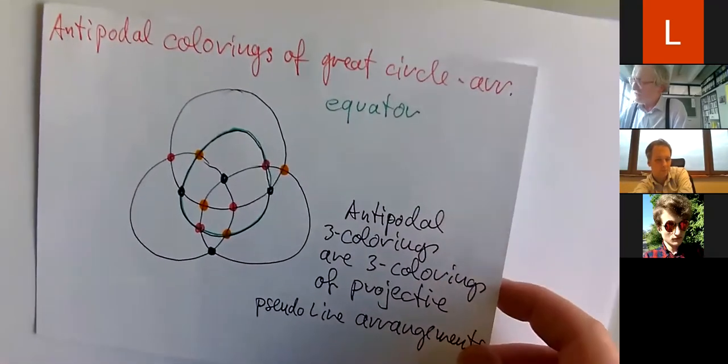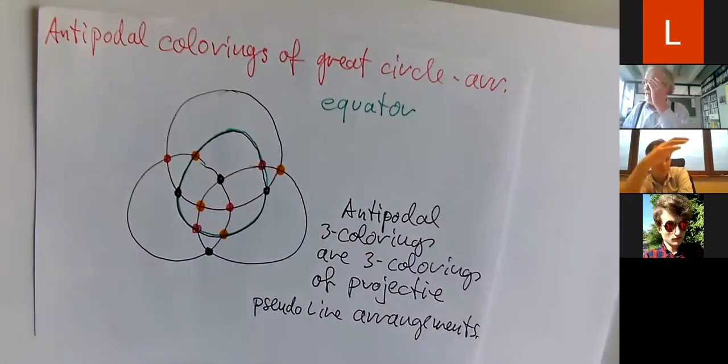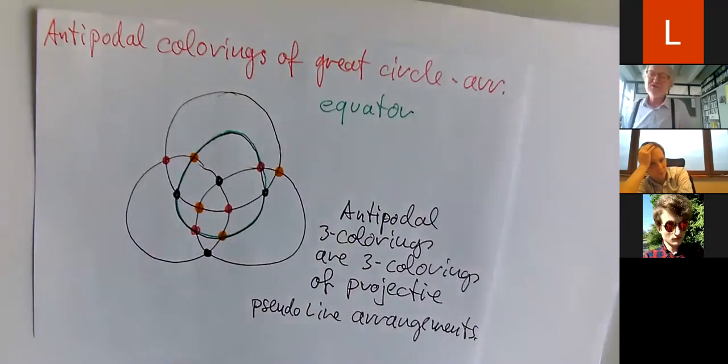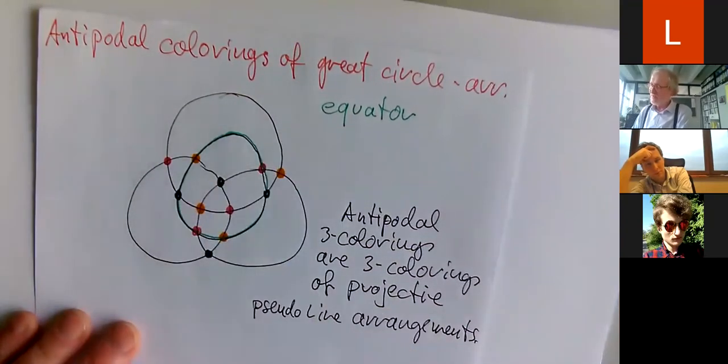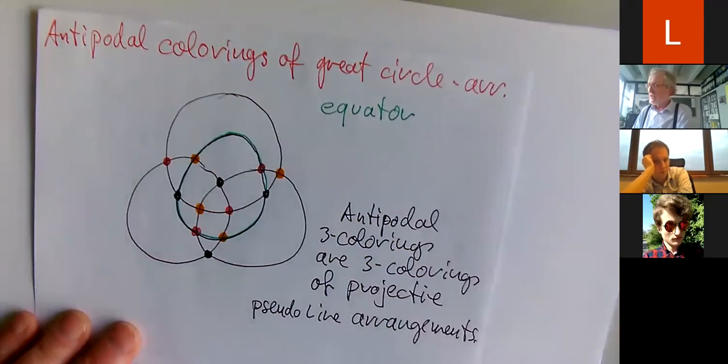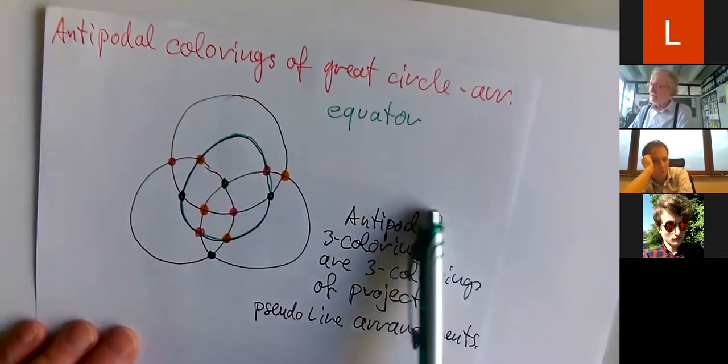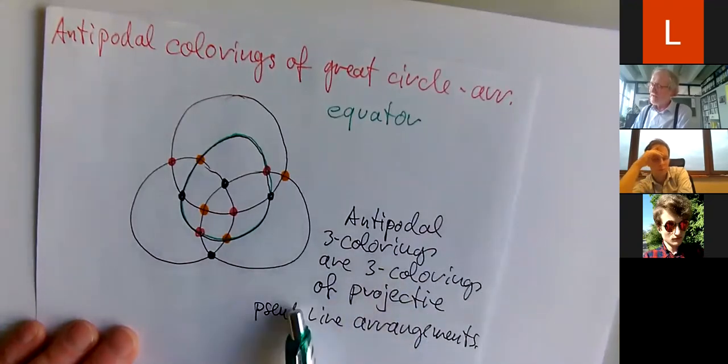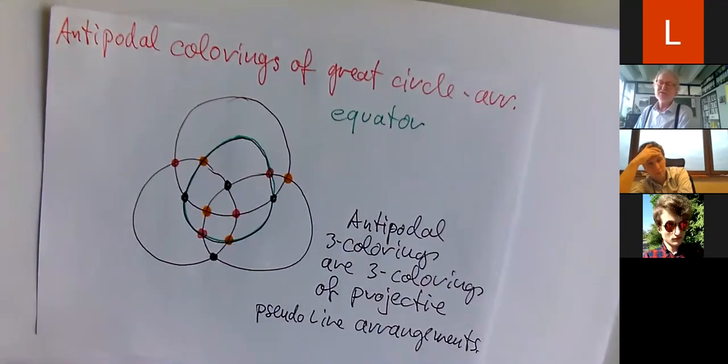And here is another notion. When you have a great circle arrangement or great pseudocircle arrangement, then the vertices come in antipodal pairs. And you can speak about antipodal colorings. So you fix an equator, you have this antipodal notion, and when you color this one yellow, the antipode also has to be yellow. And in some sense, antipodal three colorings are colorings of projective pseudoline arrangements. So the usual identification of antipodal points gets you from great circle arrangements to pseudoline arrangements or to line arrangements in the projective plane.